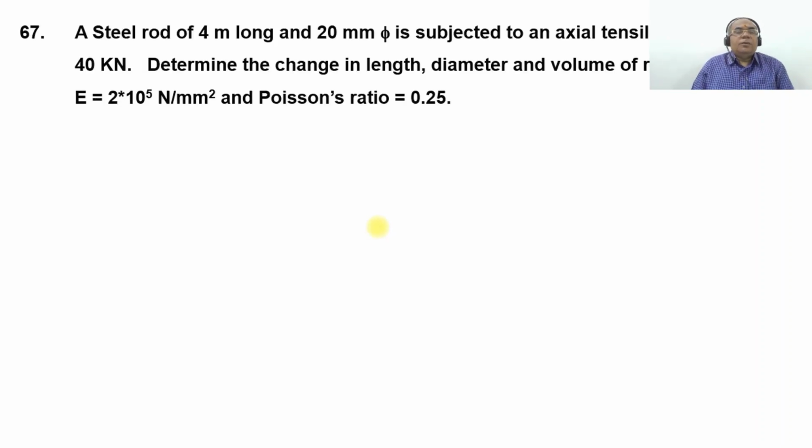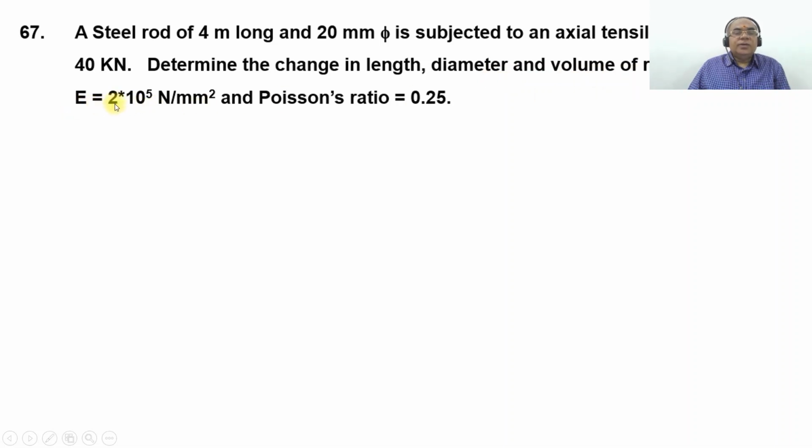Now, in this video, we're going to consider one more problem on a cylinder, a steel rod. Problem number 67: a steel rod of 4 meter long and 20 mm diameter is subjected to an axial tensile load of 40 kilonewton. Determine the change in length, the diameter, and volume of the rod.